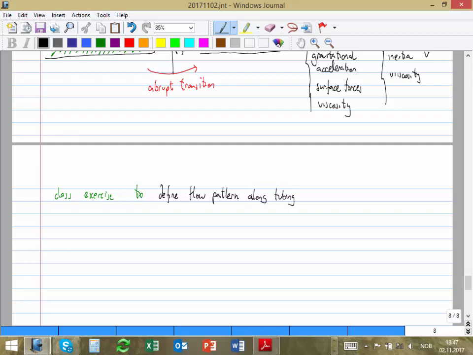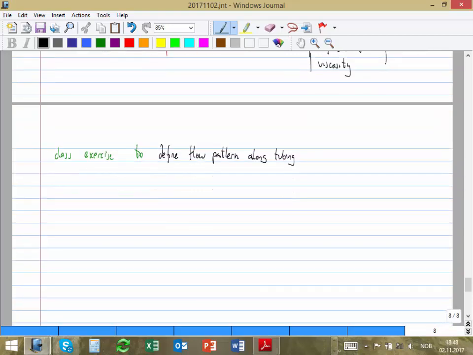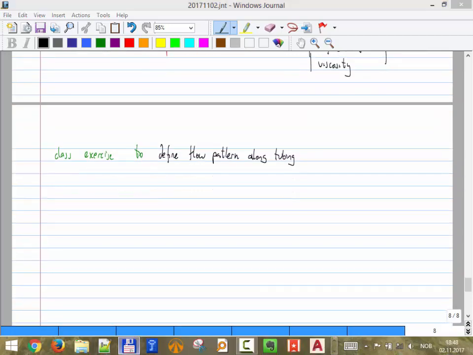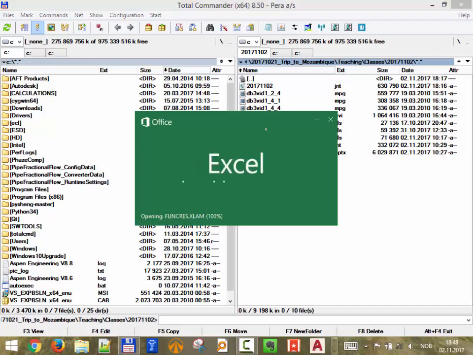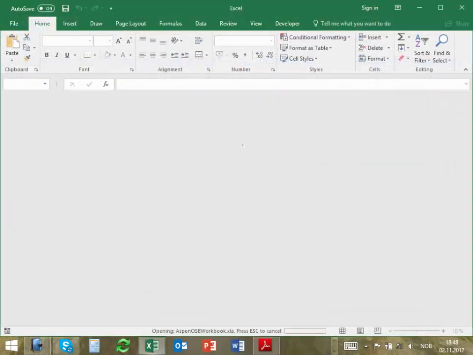I told you, I showed you, but you don't have to believe me, you have to do it yourself. I showed you that it can change from undersaturated, then you go to bubble, then to annular, slug, etc. But now you're going to do it yourself and actually see that that's what happens. So the exercise is called a flow pattern map exercise. It's an Excel file and it's very simple. It should not take you much time.